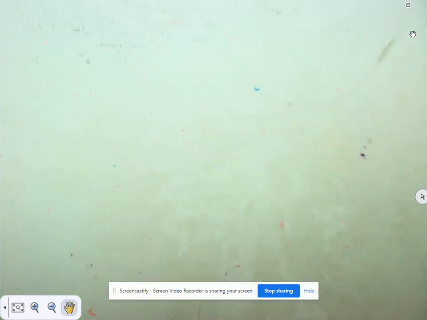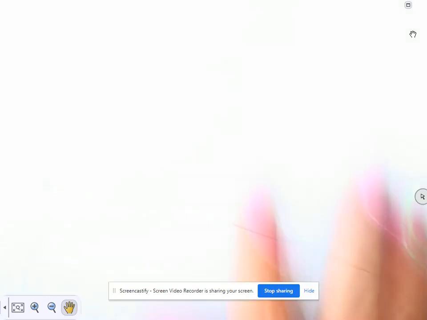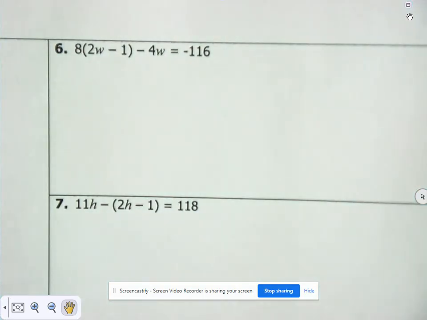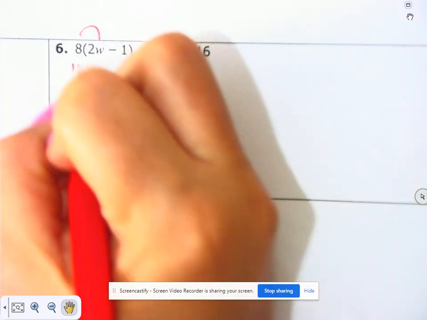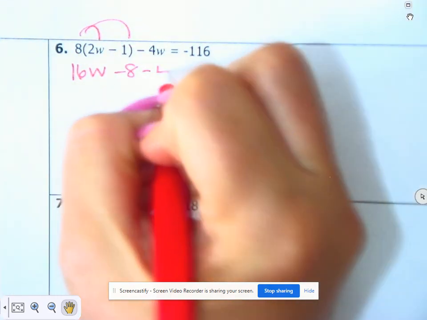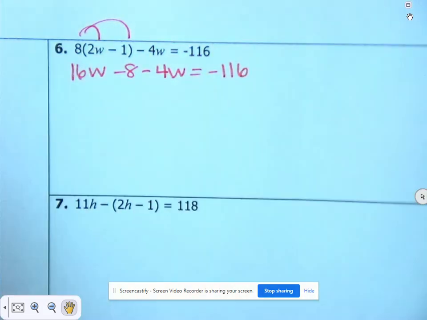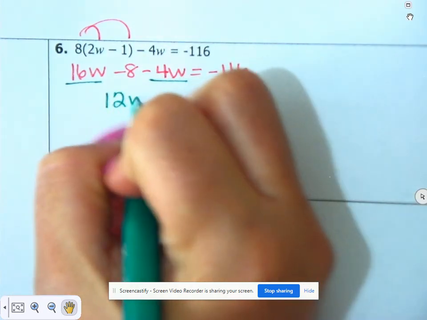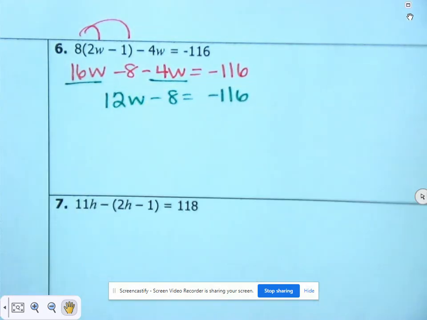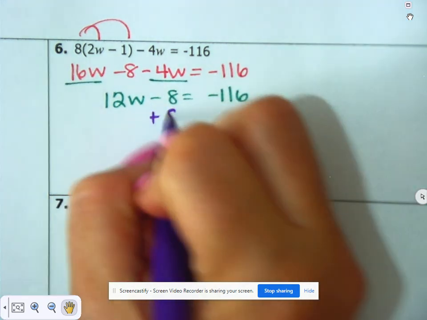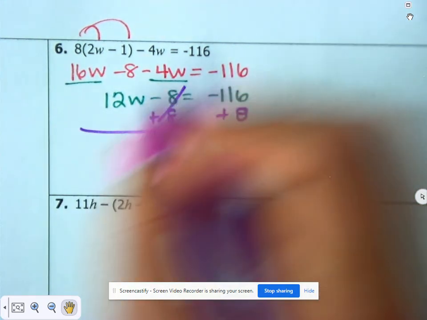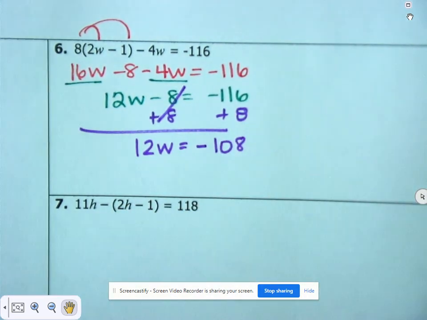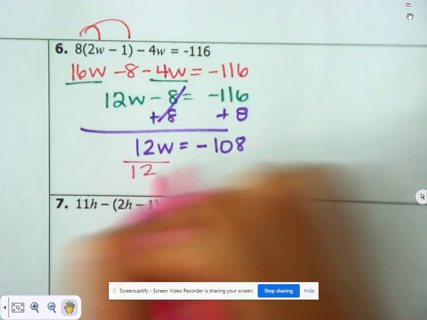All right, looking at the second page. Okay, we're going to start with number 6. Again, distributive property first. So that's 16w minus 8 minus 4w equals -116. 16w minus 4w gives me 12w. Two-step equation. Add 8, but the signs are different, so we're going to actually subtract. And that's going to give me -108.